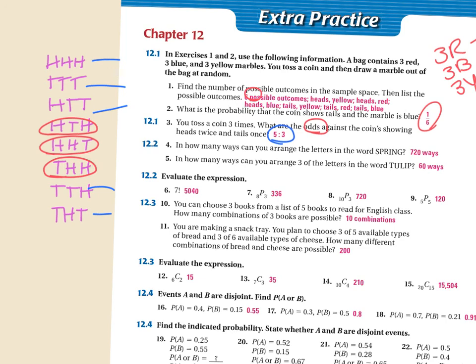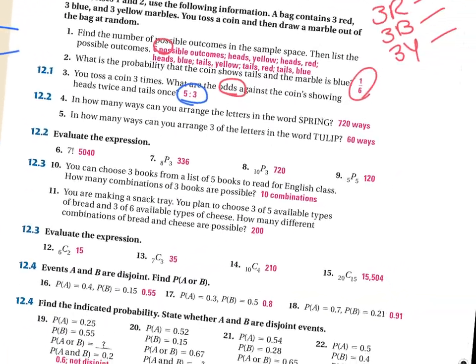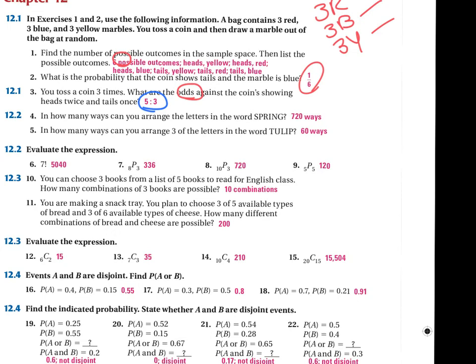Okay, 12.2 is where we got to learn about permutations. How many ways can you arrange the letters in the word spring? If you're not just pulling out a certain amount at a time, but you want to rearrange them, the order is going to matter. You want to figure out how many items are in there: 1, 2, 3, 4, 5, 6. So all of them at a time, rearranged, would just be 6 factorial. And remember, you can either do 6 times 5 times 4 times 3 times 2 times 1, or a lot of your calculators have the actual factorial symbol.